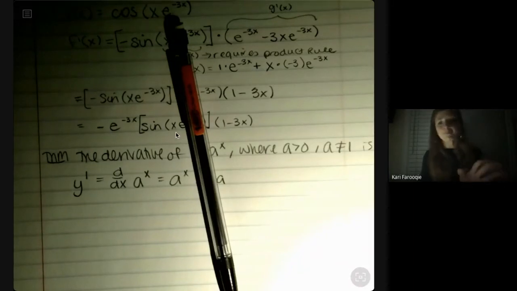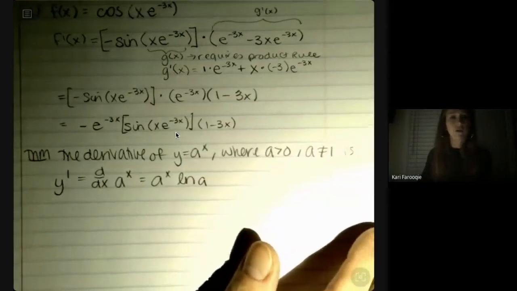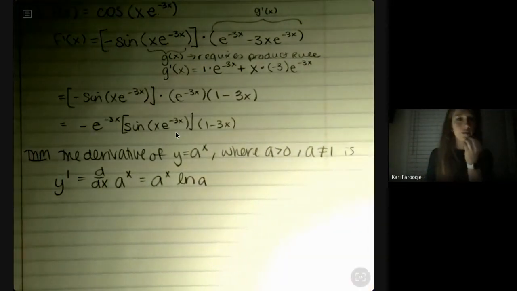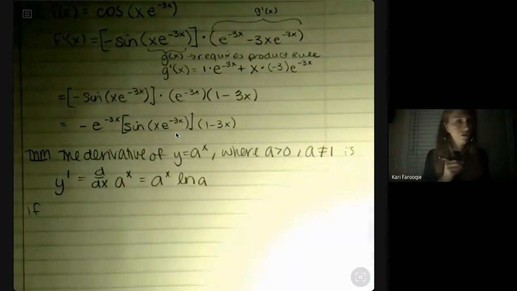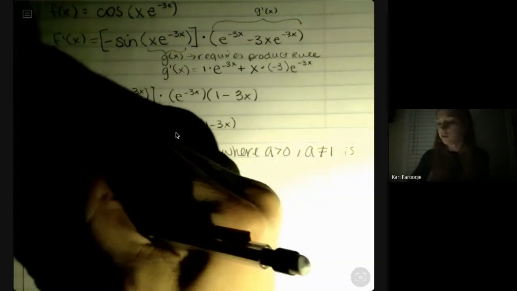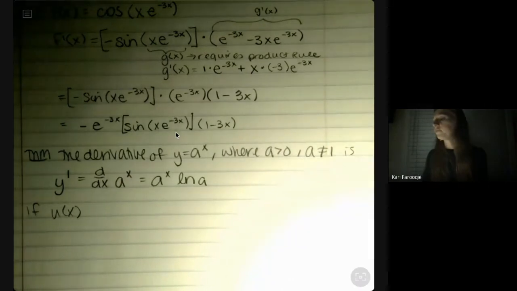Okay. I had been discussing the derivative of y equals a to the x. We talked about the special case where you just have a to the x. Let's then also discuss the case that will use the chain rule. If u of x is a differentiable function.